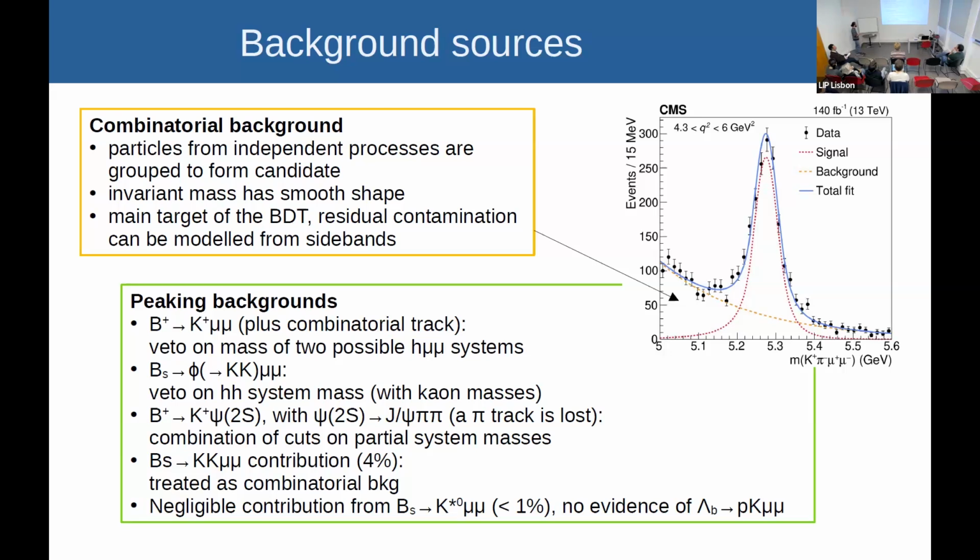We make this assumption. And then we also check that we don't have contamination from the CKM suppressed B_s to K star mu mu decay, and we see no evidence of the Lambda_b decay either.